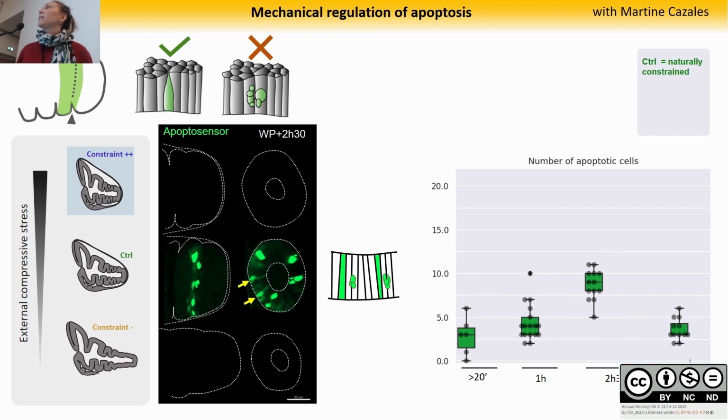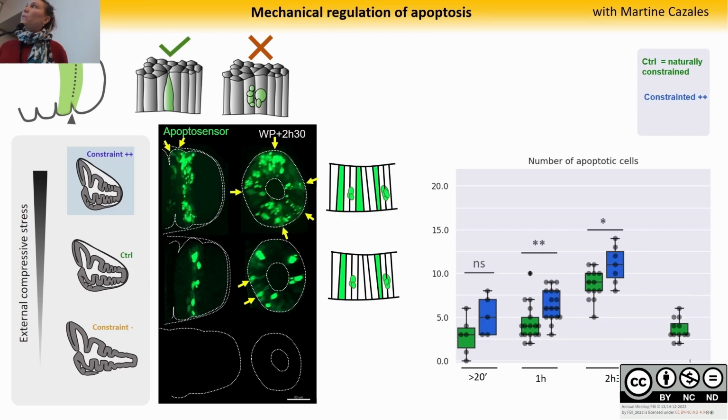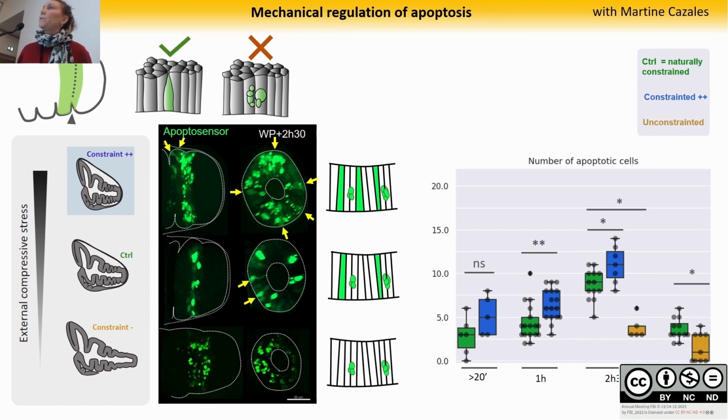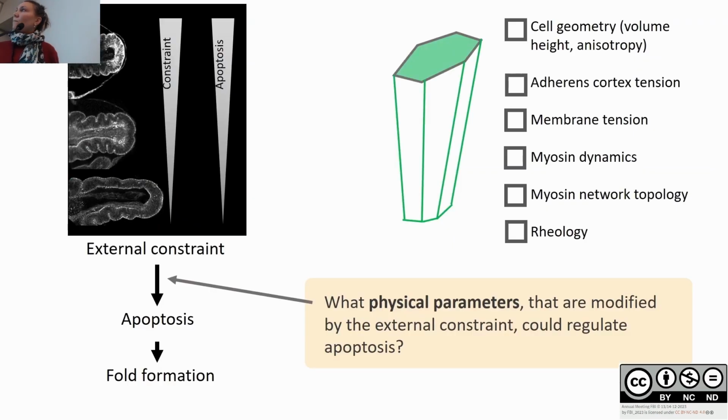And what you can see is that you have this pattern that had already been shown. So you have the number of apoptotic cells through time. And when you grow the leg with more constraint, you have more apoptotic cells. And when you release the constraint, when you remove the envelope, you have fewer apoptotic cells. So what we can conclude is that the external constraint is regulating the apoptosis, which is necessary for the fold formation.